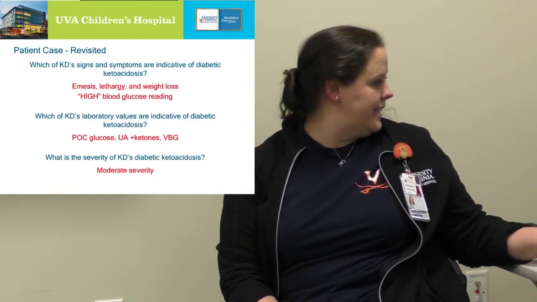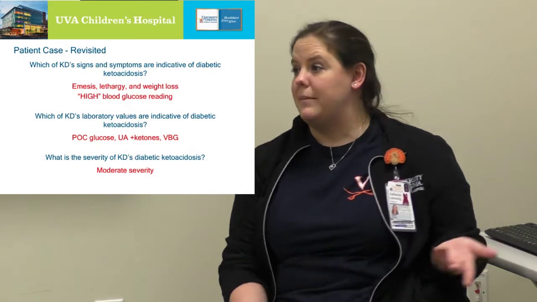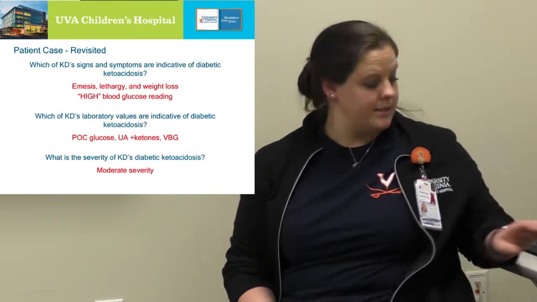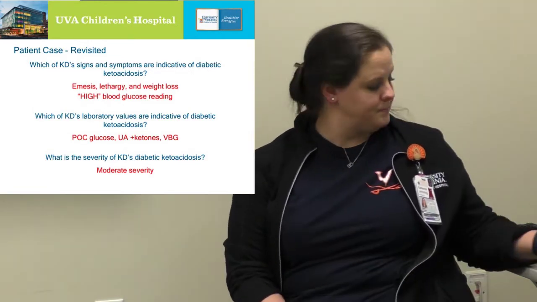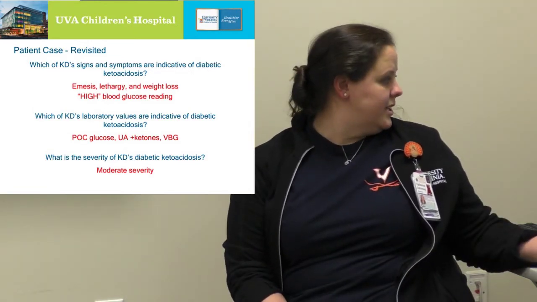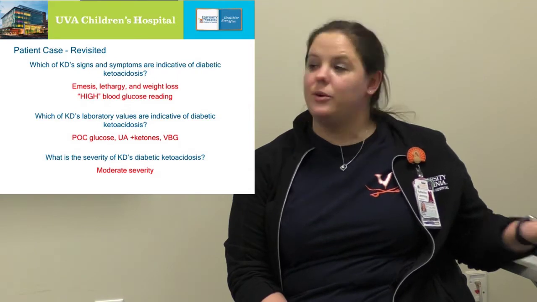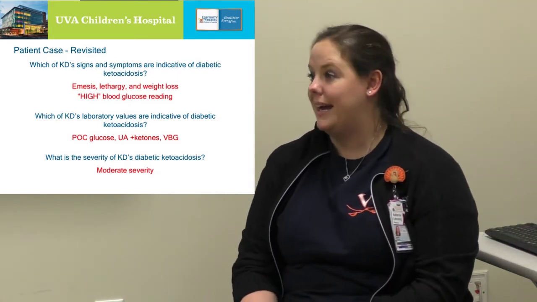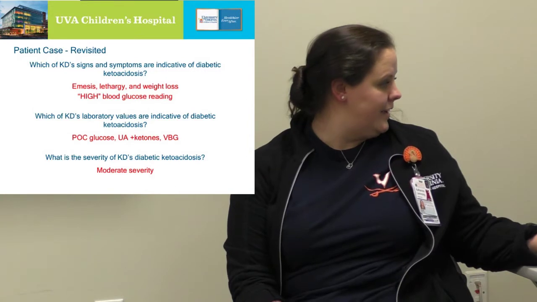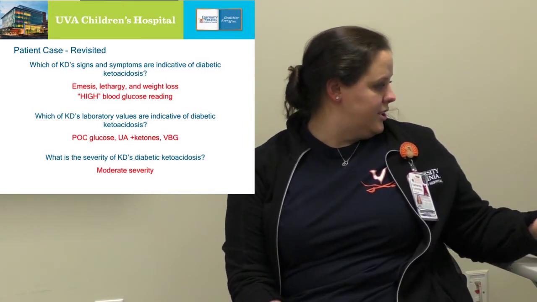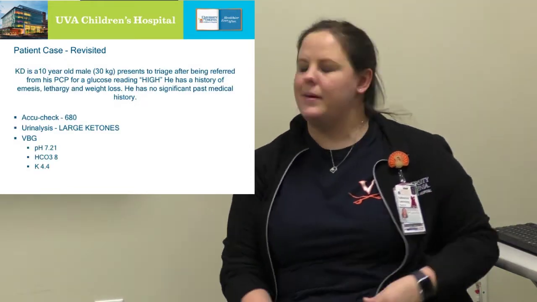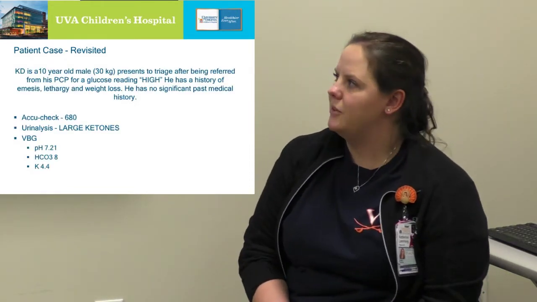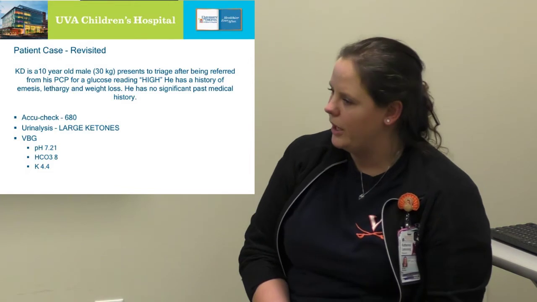Looking at the signs and symptoms that Katie is presenting with, we have the emesis, the lethargy, the weight loss, and then we also have the high blood glucose reading from the physician. Next, looking at the laboratory values, you had already mentioned the pH and the high blood glucose level are all indicative. And then I'll ask you to calculate the severity of Katie's DKA. We'll put the lab values back up there for you.